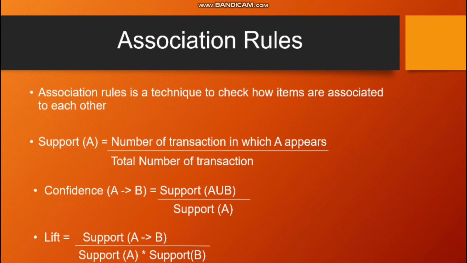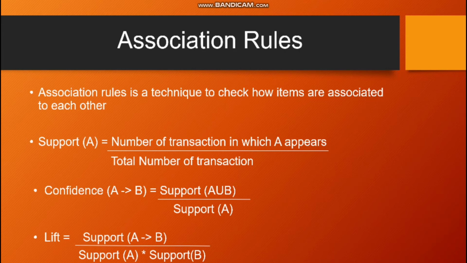Next we have confidence. Basically confidence is used to check how likely item B is purchased when item A is purchased. So when item A is purchased, how much chance is there that item B will also be purchased. For that we have a formula: support of A union B upon support of A.